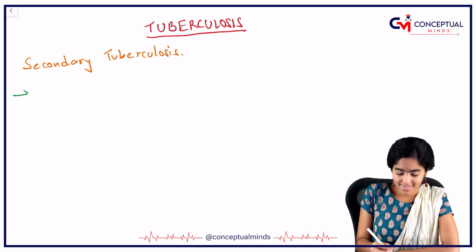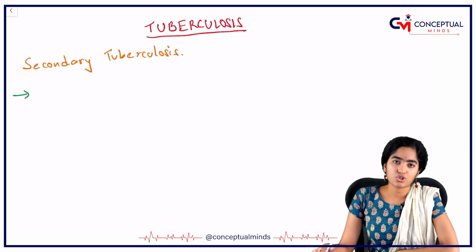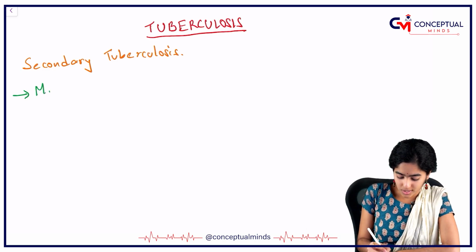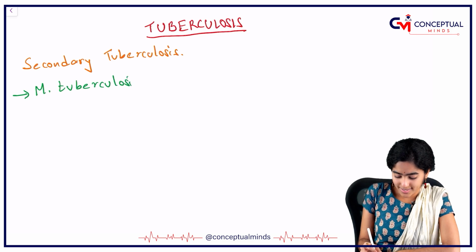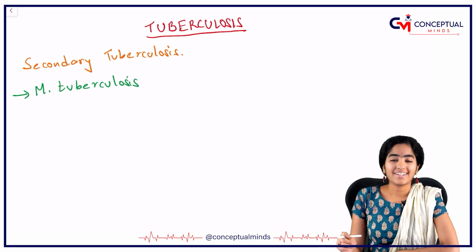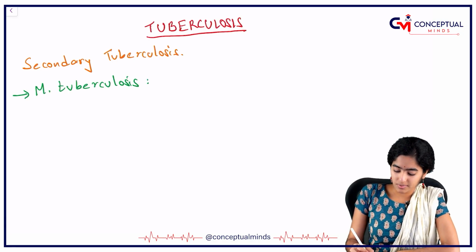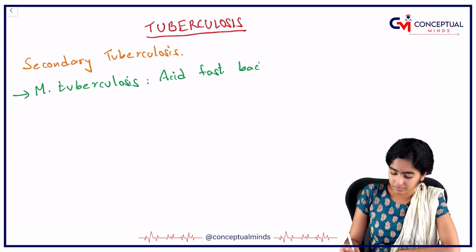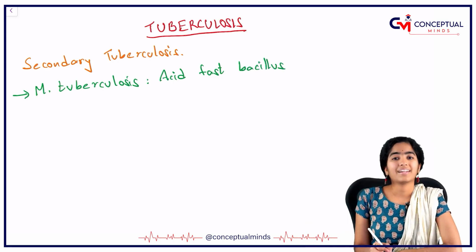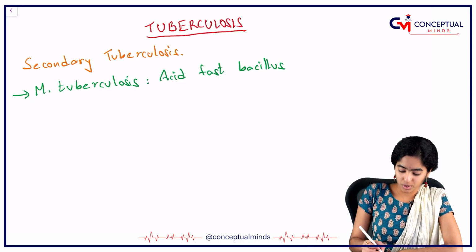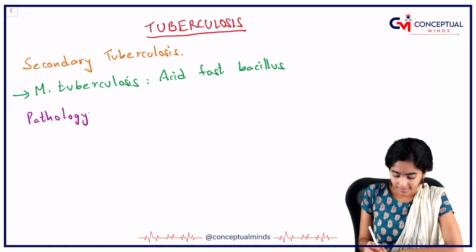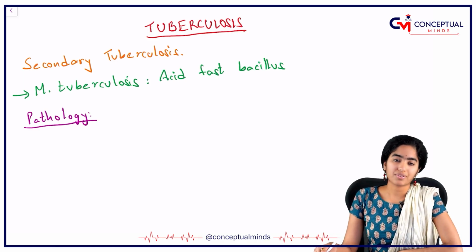So what is tuberculosis? It is a chronic inflammatory condition of the nasal cavity caused by Mycobacterium tuberculosis. Mycobacterium tuberculosis is the causative organism. It is an acid-fast bacillus. Now looking at the pathology of tuberculosis, it affects the septum, and that too the cartilaginous part of the septum.